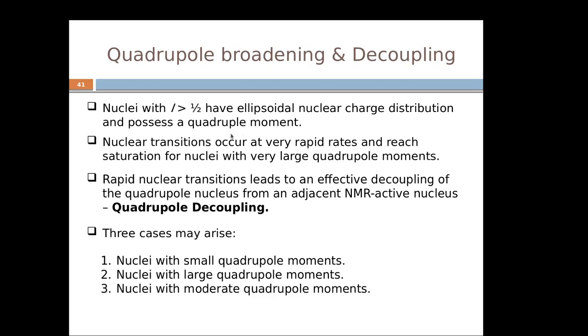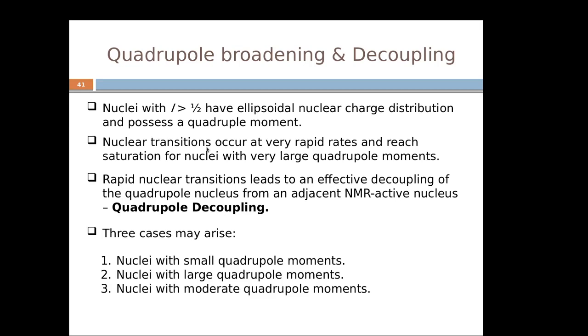So what happens in an NMR experiment is that the nuclear magnetic moment of the nucleus can couple with this nuclear quadrupole moment, and this affects the rate of nuclear transitions between the lower energy nuclear level and the upper energy nuclear level.